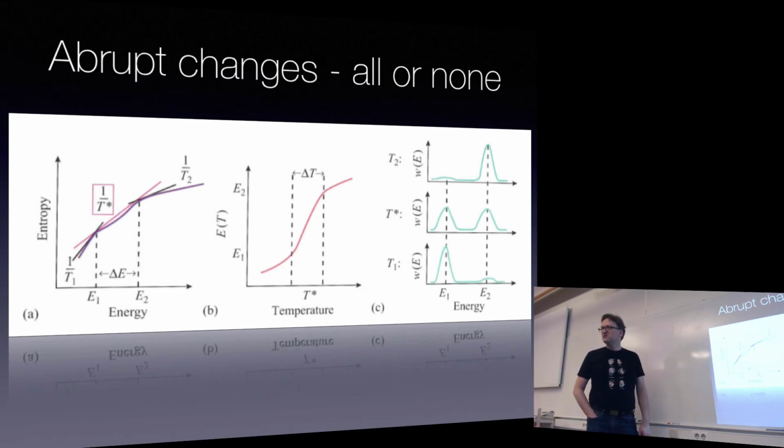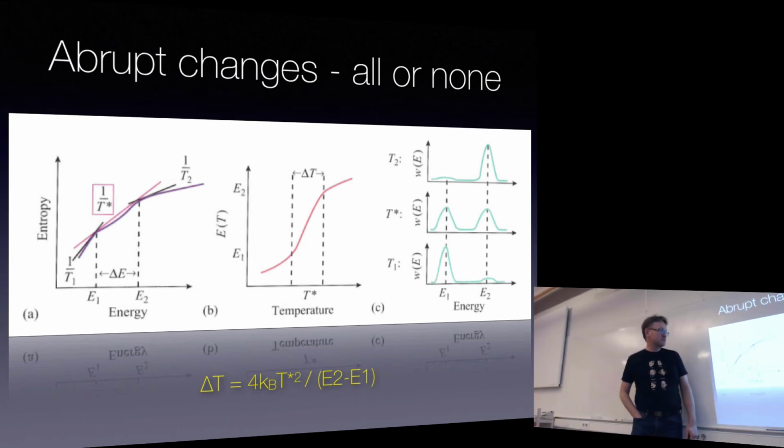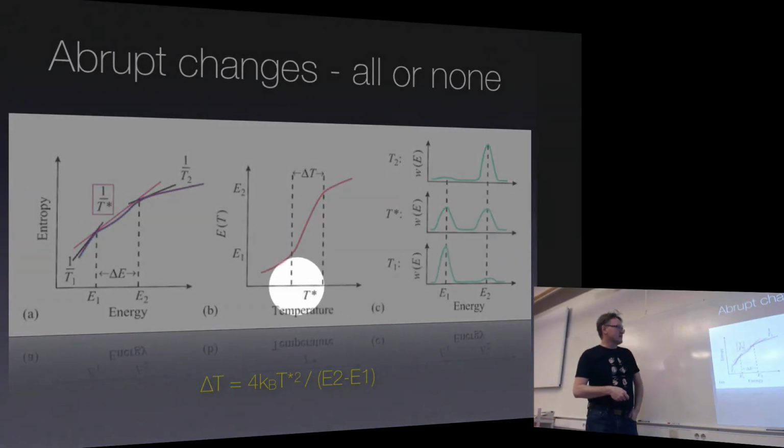The book goes into some detail of doing it, and it's a more serious expansion, which is not difficult, but I think I've given you enough equations today. You end up with a very simple expression that the range in temperature over which this happens is roughly 4 kB, Boltzmann's constant, multiplied by the temperature squared, the middle range of the interval, and then divided by the difference in energy, E2 minus E1.